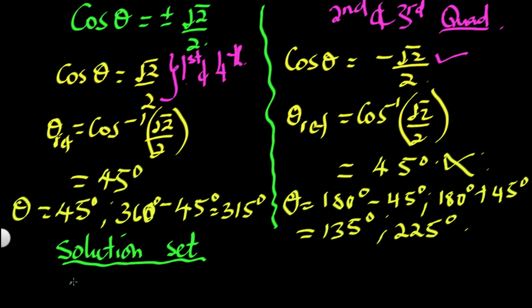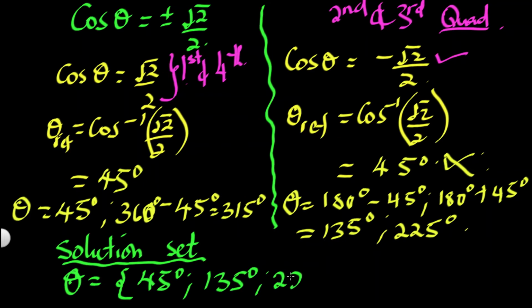That's what we do. So our solution set says theta equals, we open the set, 45 degrees. I'm going to start with the smallest to the largest. 45 degrees, then we have 135 degrees, then 225 degrees, and the last element of our solution set is 315 degrees. Then we close the solution set. This is the solution to the question that we had. This is how you solve an advanced trig equation.